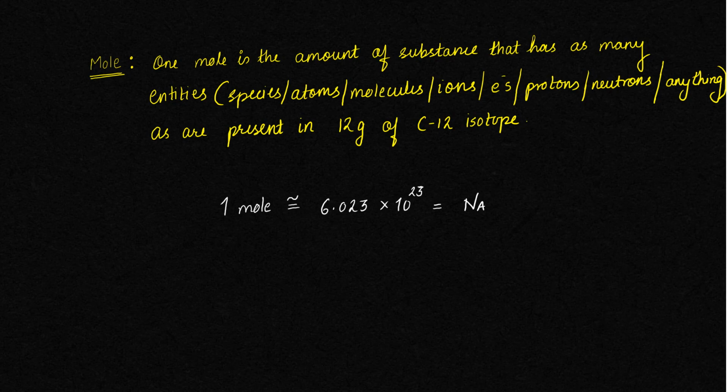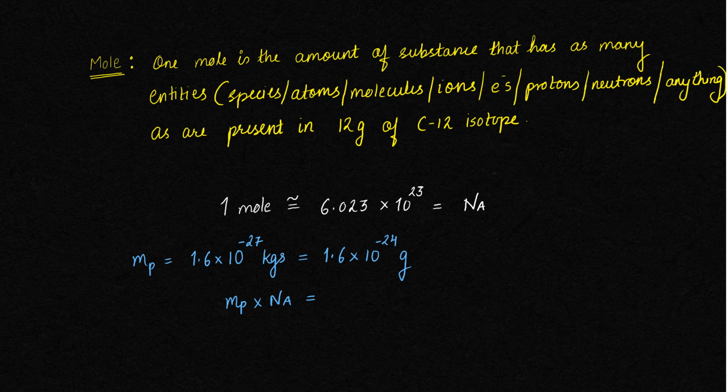So let's see how. The mass of one proton is 1.6 into 10 raised to minus 27 kgs. That means this is the mass of a proton, equal to 1.6 into 10 raised to minus 24 grams. Now when we multiply the mass of a proton by the Avogadro number, I invite the student to figure it out that when we do this, we are going to get the equivalent of 1 gram.